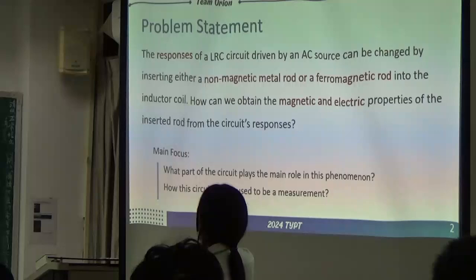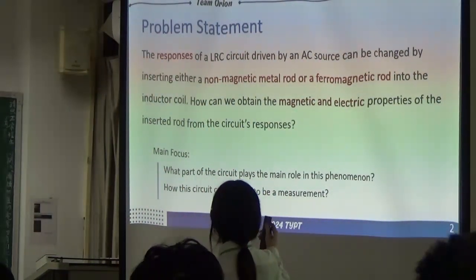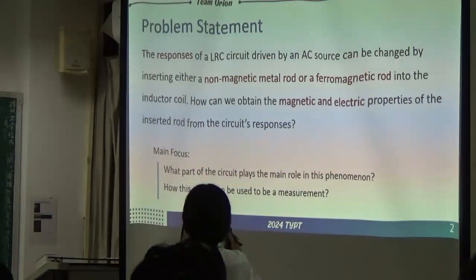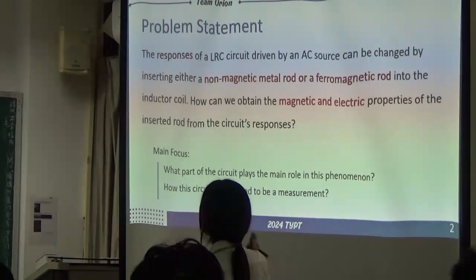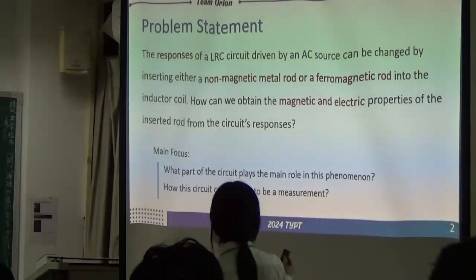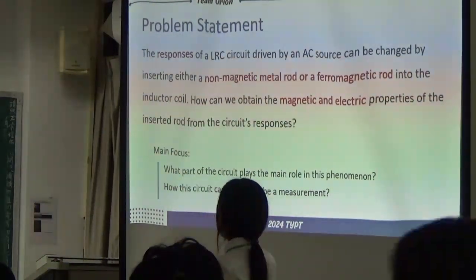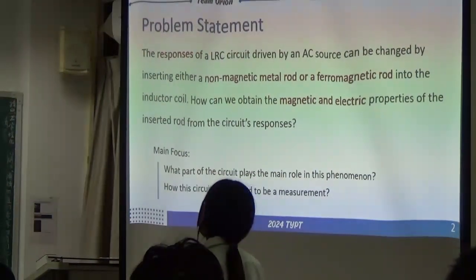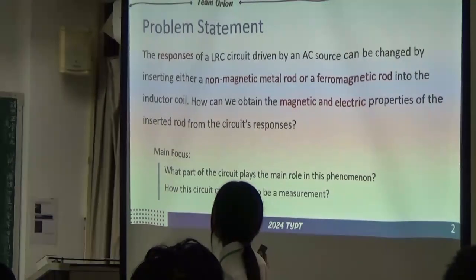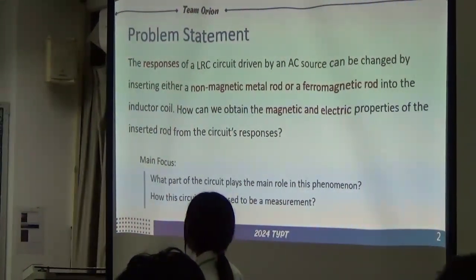The responses of an LRC circuit driven by an AC source can be changed by inserting either a non-magnetic metal rod or a ferromagnetic rod into the inductor coil. How can we obtain the magnetic and electric properties of the inserted rod from the circuit's responses? So this is our main focus. Firstly, we think the main focus is what part of the circuit plays a main role in the phenomenon. And the second problem is how the circuit can be used as a measurement.